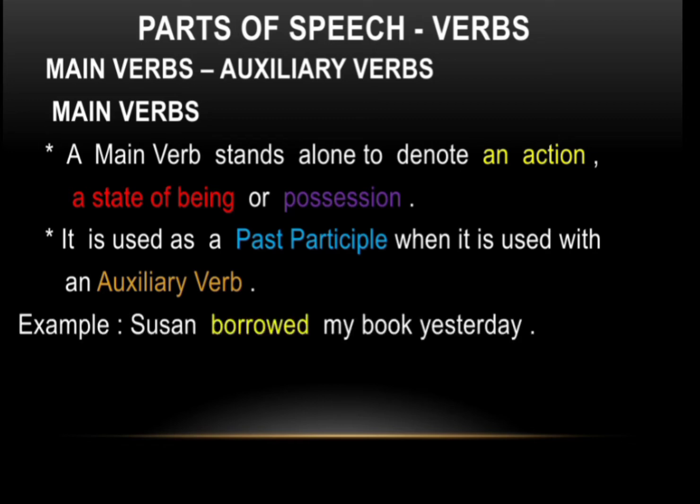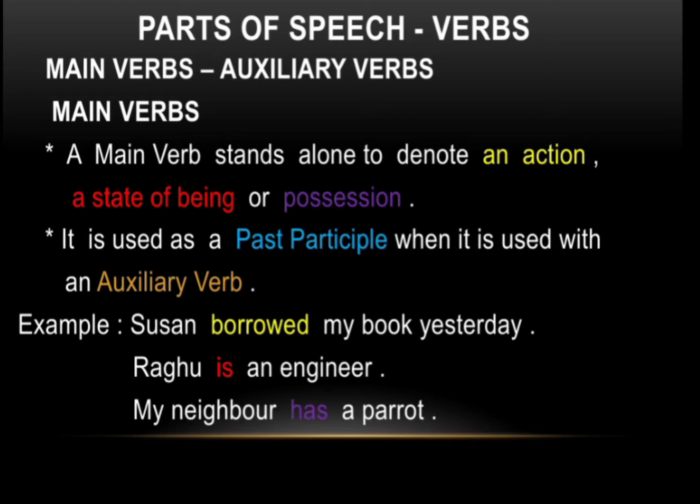Example, Susan borrowed my book yesterday. Here, borrowed is the verb and it denotes an action. Raghu is an engineer. Is is the verb and it denotes the state of being. My neighbor has a parrot. Has is the verb and it denotes possession.